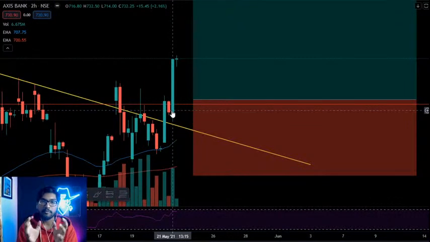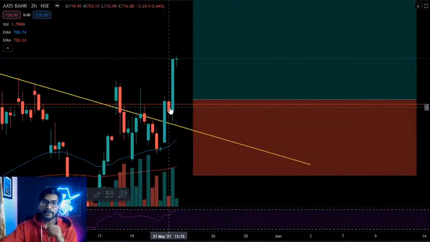Now these kinds of smaller pullbacks are for shorter trades. Day trading is possible, swing trading is not. For swing trading, you need a longer pullback. Shorter pullbacks, shorter trades. Longer pullbacks, longer trades. Bigger breakouts, bigger trades. Shorter breakouts, shorter trades. Similarly with time frame, higher time frame analysis, longer trades. Shorter time frame analysis, smaller trades.